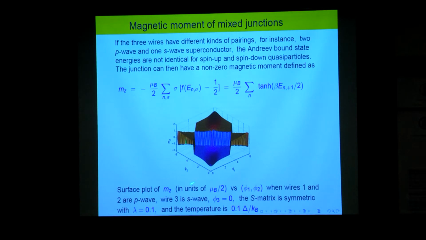So here's a surface plot. I've set phi 3 to 0, the S matrix is symmetric, and this is a very complicated looking plot as a function of phi 1 and phi 2. You can see that there are large regions where this magnetic moment, in units of mu B by 2, Bohr magneton, is plus or minus 1. There are small regions where it goes to plus or minus 2.